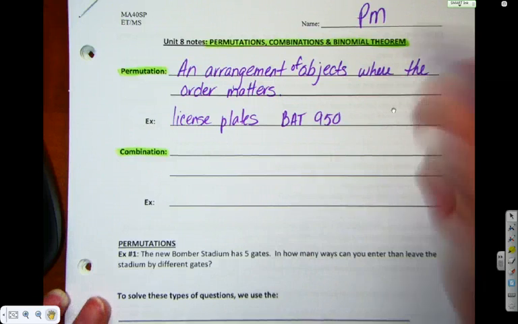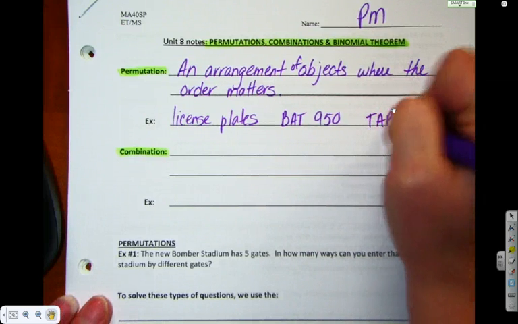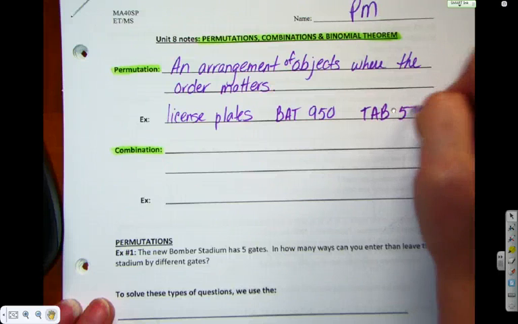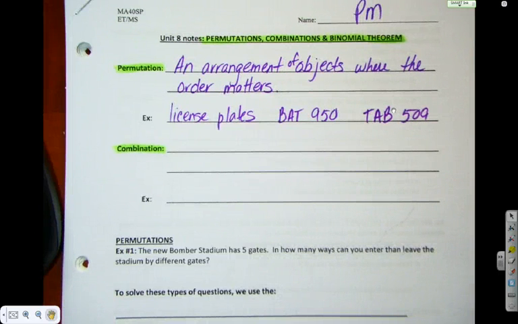Let's say I don't care about the order and I just rearrange these. So I'm going to say TAB509. Does that matter? Is that the same license plate? That's a permutation. So if you flip the order of something, it's not the same. Example, phone number. If you're texting your friend and you just put the 7 numbers in any order, does it matter? Absolutely. Postal codes are permutations.